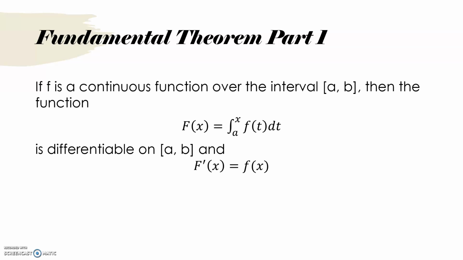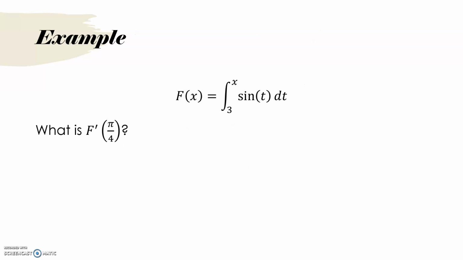Okay. So let's use it. Here's an example problem. F is the accumulation of area between 3 and x of the sine function. So when we take the derivative of big F, we get sine of x. And if we want to know what f prime of pi over 4 is, then we need to evaluate sine of pi over 4. And sine of pi over 4 is root 2 over 2, so that's our answer.